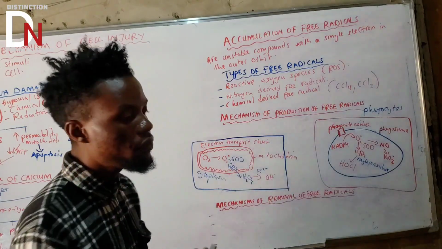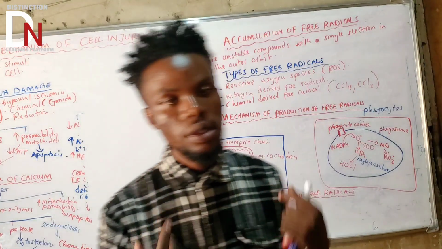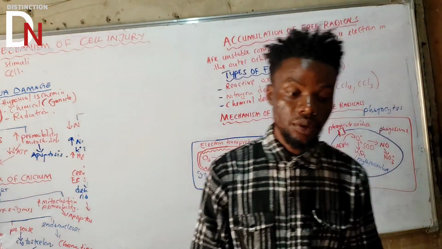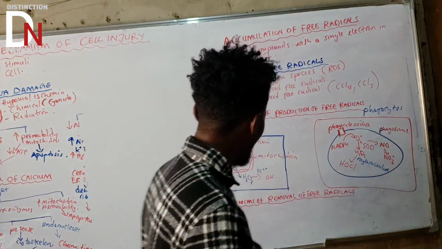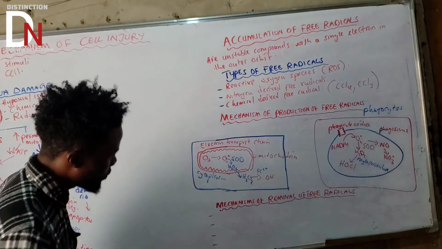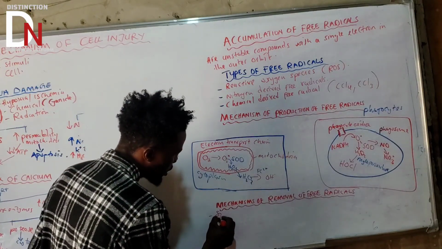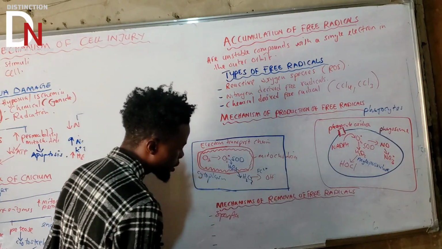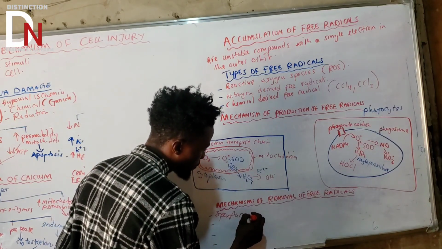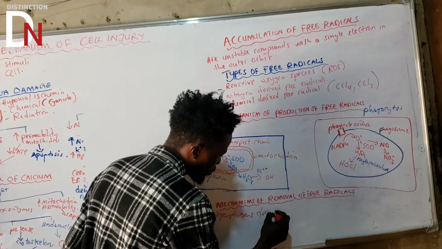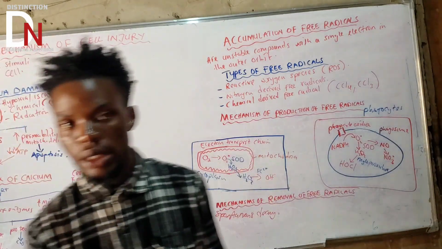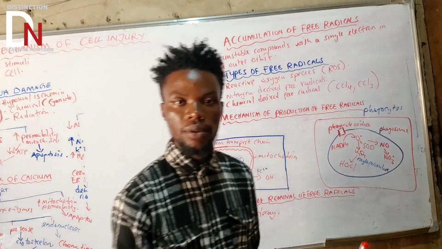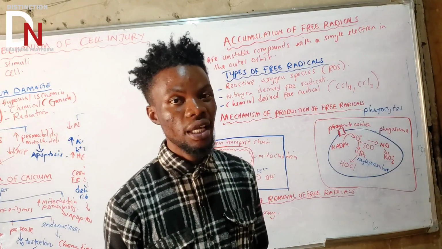So now, since we've talked about the mechanism of how free radicals can be produced, what are the mechanisms of how free radicals can be removed from the body? Because they are very dangerous substances that are produced within the body. What's the first one? The first mechanism is that they can just disappear on their own spontaneously. So we can say spontaneous decay. Without doing anything, they just disappear on their own. That's spontaneous decay, without using any system.